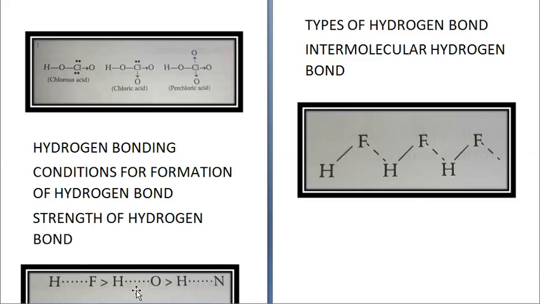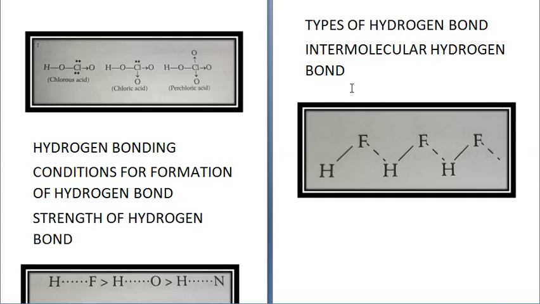The hydrogen bond between hydrogen and fluorine is stronger than hydrogen bond between hydrogen and oxygen, which is stronger than bond between hydrogen and nitrogen. Now hydrogen bond is of two types, intermolecular and intramolecular. First let us study about intermolecular hydrogen bond. This type of bond is formed between two different molecules of same or different substances. It results in association of molecules and increases the boiling point of the compound and its solubility in water.